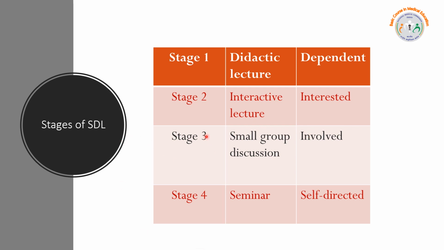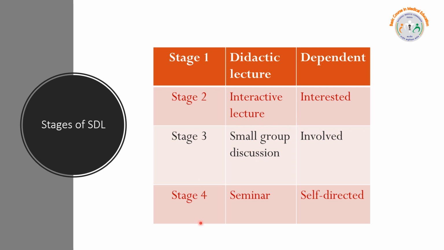Stage 3 is the involved learner. Here the teaching learning method can be small group discussion, and the assessment can be open-ended assignments which require them to apply their knowledge and create something new. For example, designing a plan for a poster presentation, designing a plan to show different gait disorders of different clinical diseases. So these are the methods by which you can assess the students.